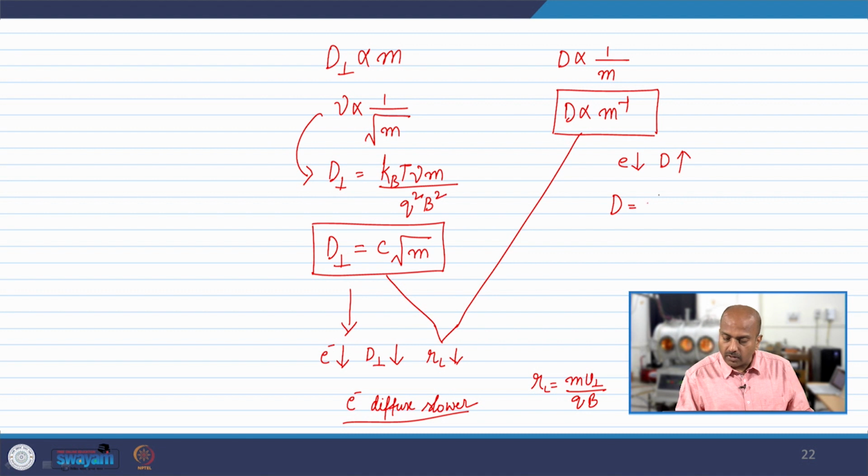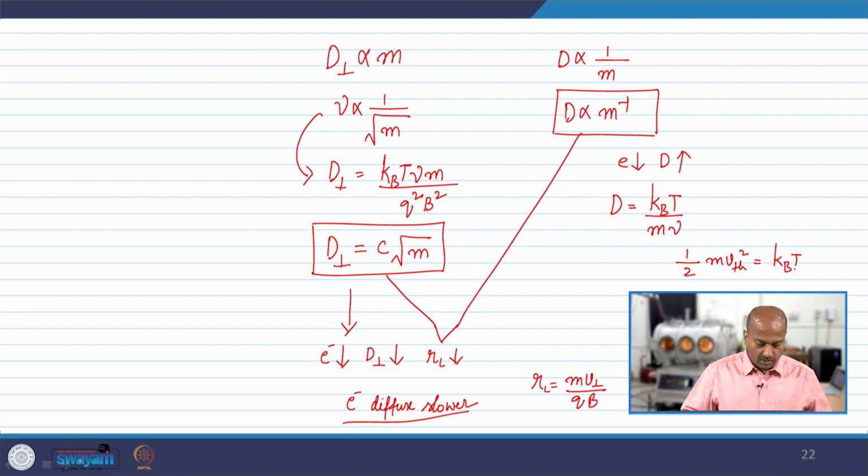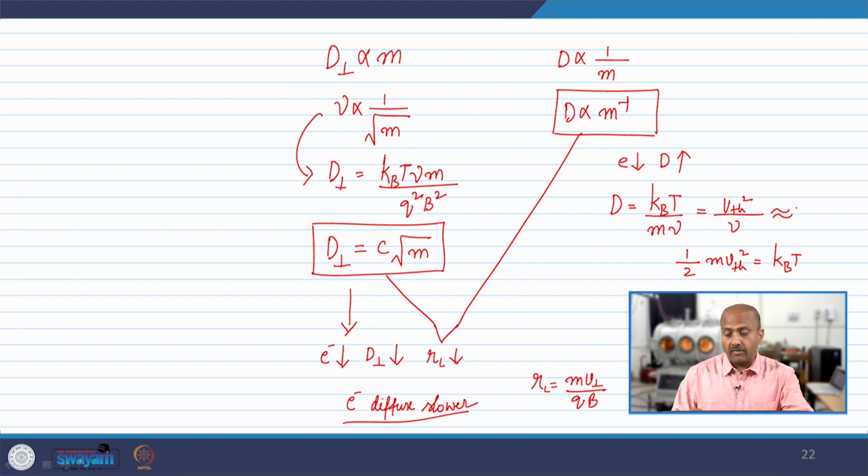So, we can write this diffusion coefficient as k_B T by m nu, right. So, we can say that half m v thermal square is equal to k_B T, or half k_B T for easy representation. We can rewrite this expression as V thermal square divided by the frequency, or you can also write it in terms of the distance that the particle travels, because you have involved the collision frequency here. So, if there are nu number of collisions per unit time, we will obviously take an inverse of that, and the number that you get will be the average duration between two collisions, right.